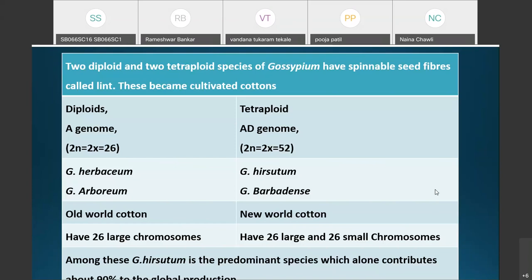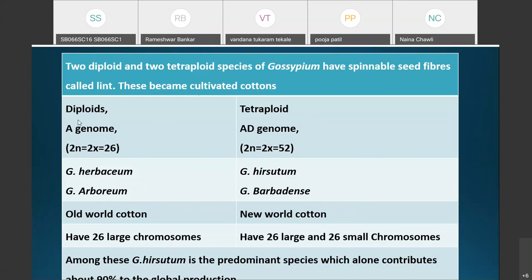Of the four species of Gossypium, two are diploid and the remaining two are tetraploid, and all four have spinnable seed fibers, which is why they are referred to as lint. These become the cultivated cottons. That's why these four species of Gossypium are cultivated for cotton production.